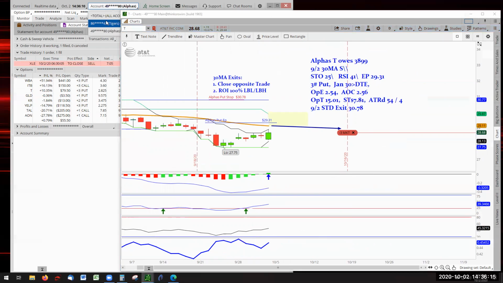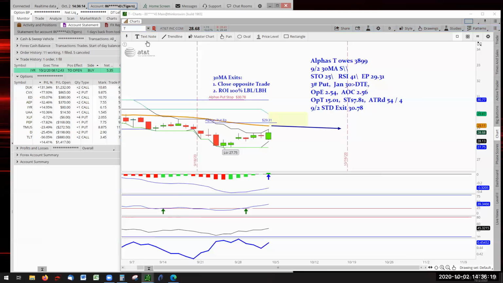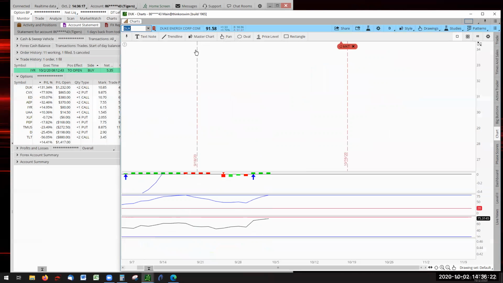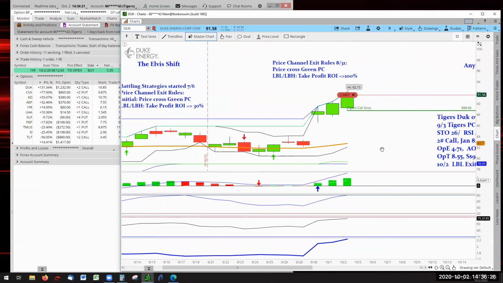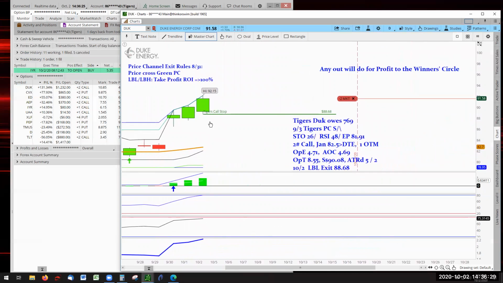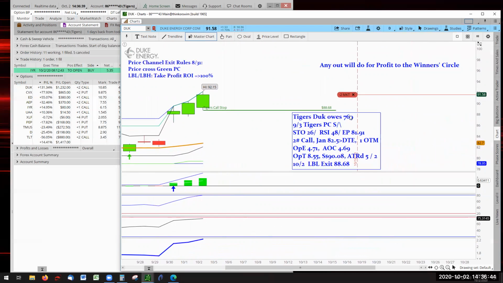Let's move on to the Tigers. The Tigers' next big story is Duke at 131%, and it's a call. So we did get to do last bar low right there, and then come to the bubble and check the bubble below 88.68. There it is. Now this also got a position of any out will do. Duke only owes 769 and we're at $2,500, so any out will do to cover the $769 plus trading fees. The end result is we are now able to retire Duke off the Tigers, giving the Tigers a point, and the Tigers only having one less loss leader to deal with.